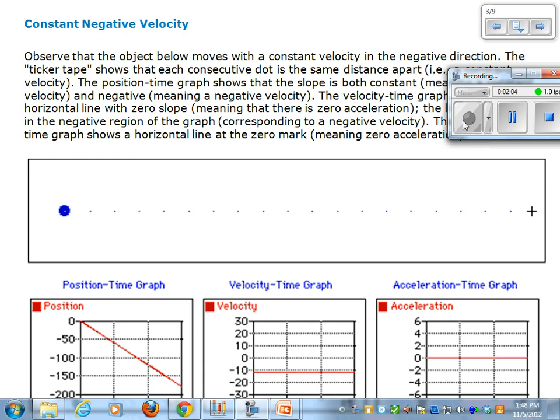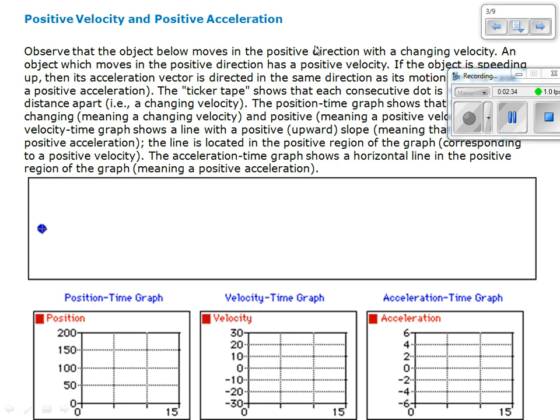The next one, if you flip the page, refers to positive velocity, positive acceleration. So that means moving to the right and accelerating to the right. So that means the object is speeding up, which means the graph is going to be curved. The dots are going to be getting further apart, right? So positive velocity, positive acceleration, the dots get further apart. The position time graph is curved.